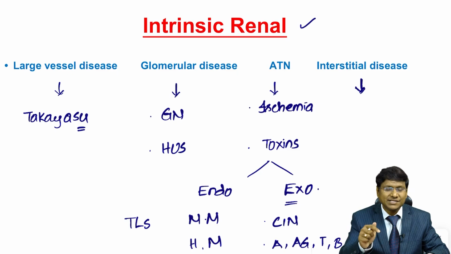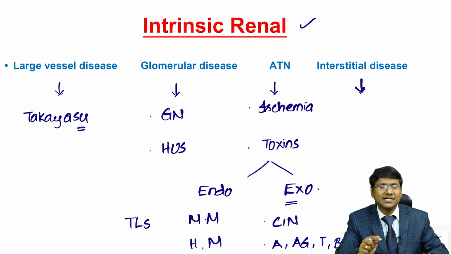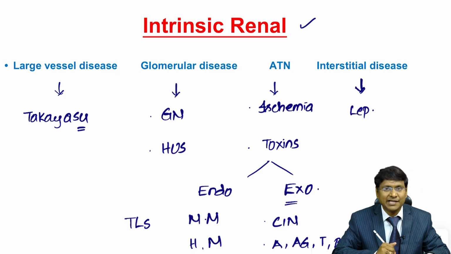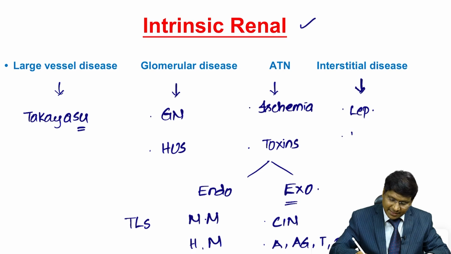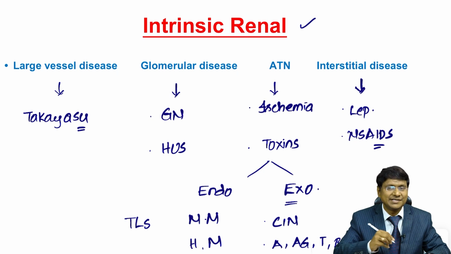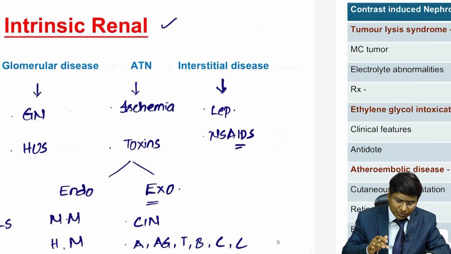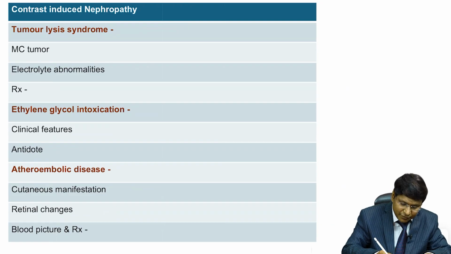Okay, so the interstitial diseases that will be causing intrinsic renal AKI include leptospirosis, which is caused by an infectious agent, then NSAIDs, non-steroidal anti-inflammatory drugs. These are the interstitial diseases that will be causing the intrinsic type of acute kidney injury.